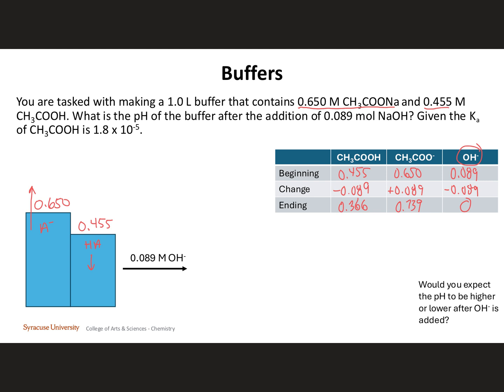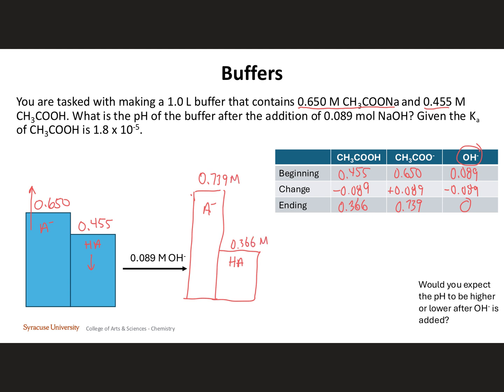Right, we could redraw these if you need to redraw the new ones. This should be a higher concentration. This should be a lower concentration, right? So A minus became 0.739 and my acetic acid became 0.366.